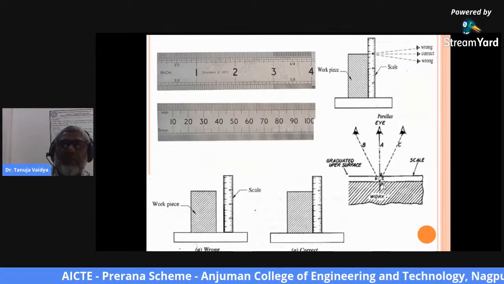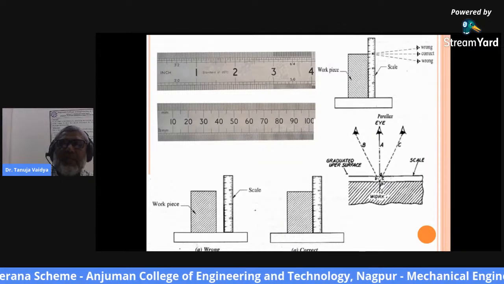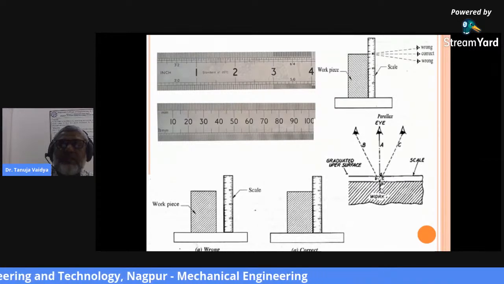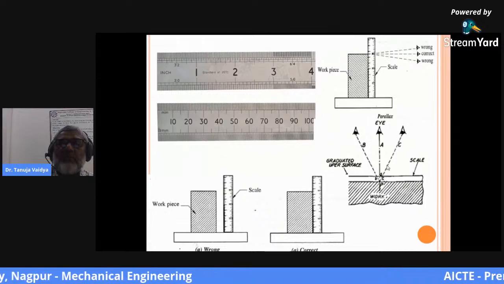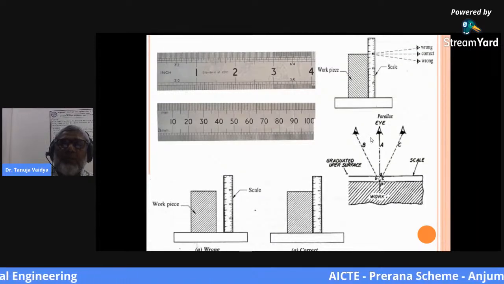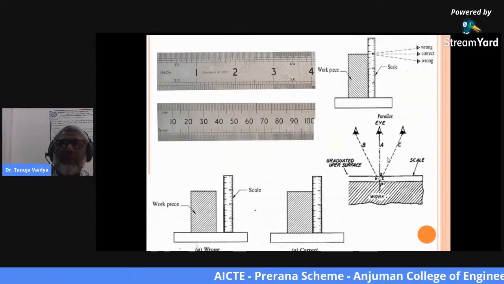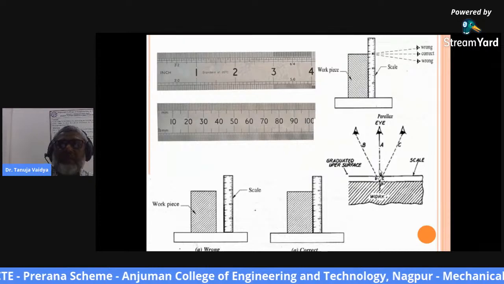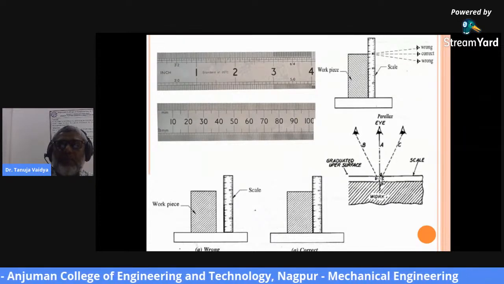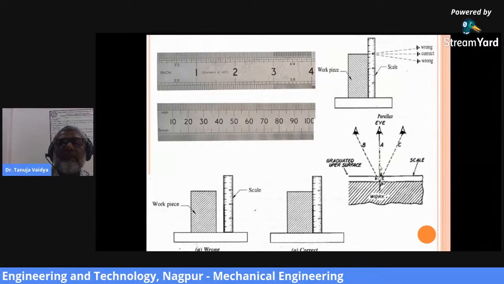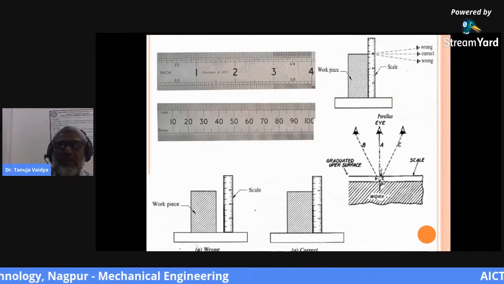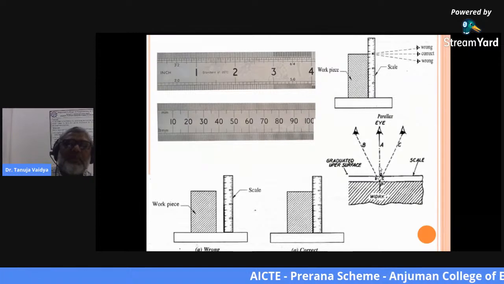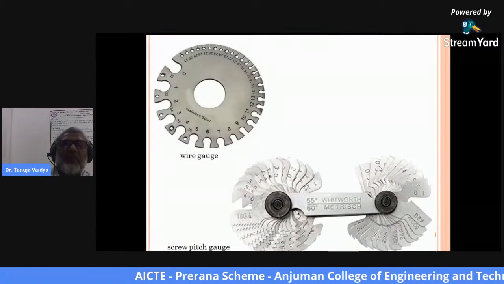From this figure you can understand how parallax error arises. If the point is coinciding with the graduated scale, and you look from different angles, you will get different readings. But if the eye is exactly in line with the particular point which you want to measure, then there will be no parallax error and you will get the right reading. So while using the steel rule, this must be taken into account.